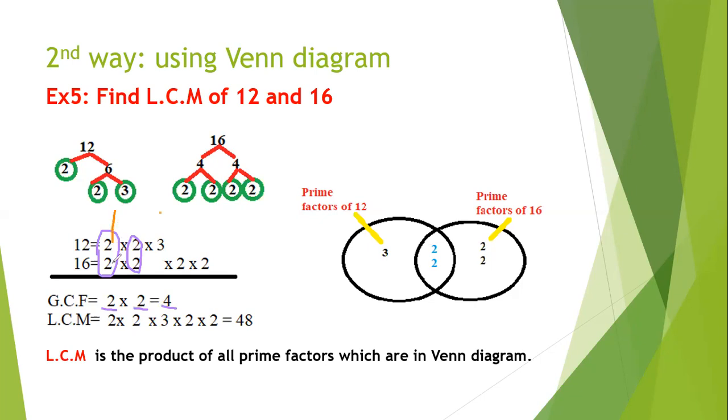From this column, I will take 2. From this column, I will take 2. And here I'll take 3. Here, 2. And also 2. 2 times 2, 4, 4 times 3, 12, 12 times 2, 24, 24 times 2, 48. How can I get it from the Venn diagram? Multiply all of these numbers to get the LCM. The LCM is the product of all prime factors which are in the Venn diagram.